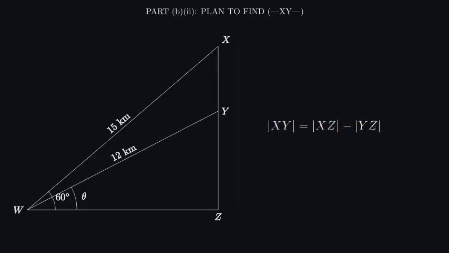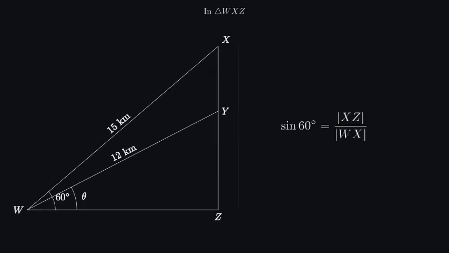Now we need to find the length of XY. Since X, Y, and Z are on the same vertical pole, the length from X down to Y is the full height, length of XZ, minus the lower height, length of YZ. So we need to find length of XZ and length of YZ. First, use triangle WXZ to find length of XZ, the full height of the pole. With respect to the 60 degrees angle, length of XZ is the opposite side, and length of WX is the hypotenuse. So we use sine because sine is opposite over hypotenuse.